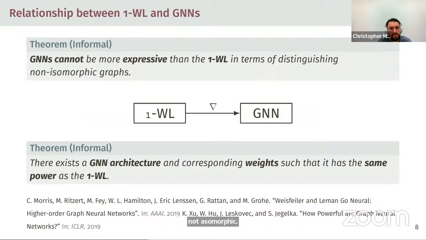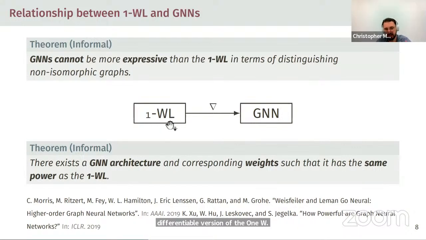And then a couple of years ago, there were these nice results connecting the 1-WL and the expressive power of GNNs. So there were basically two results. The first one showed that GNNs cannot be more expressive than the 1-WL in terms of distinguishing non-isomorphic graphs. So if you know that 1-WL cannot distinguish a pair of graphs either on the vertex or graph level, then there cannot exist a GNN architecture that does so. Right. So in some sense, the 1-WL is a hard upper bound for any possible GNN. And then more on the positive side, me and my collaborators and also Xu et al. were able to show that there exists a GNN architecture and corresponding parameter or weight assignments such that it has the same power as the 1-WL. Right. So you can kind of view GNNs as some kind of continuous or differentiable version of the 1-WL.